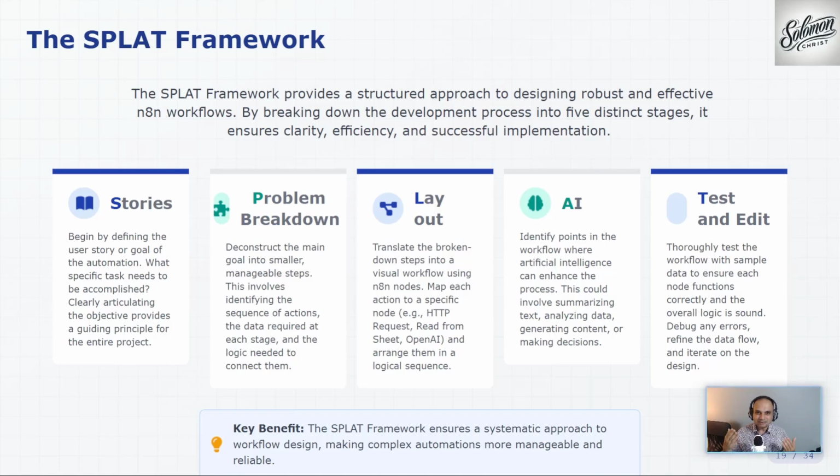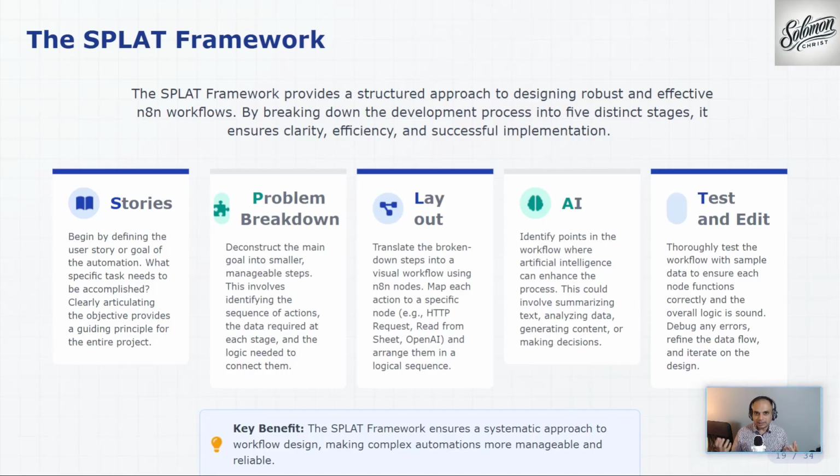And finally, we have T in the SPLAT method, which is test and edit. You want to thoroughly test your entire workflow. A lot of times you're going to run into debugging errors. Debugging errors happen all the time, especially when you're refining the data flow. And what may work the first time, is it going to work on the 10th time or the 100th time or the 1000th time? I don't know, and the only way to find out is to go out and test it, right?